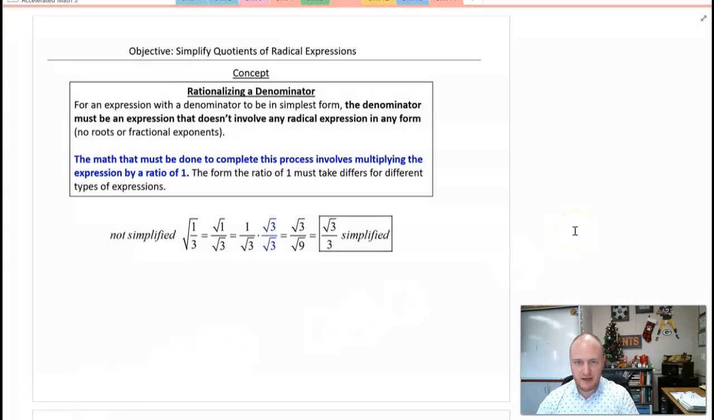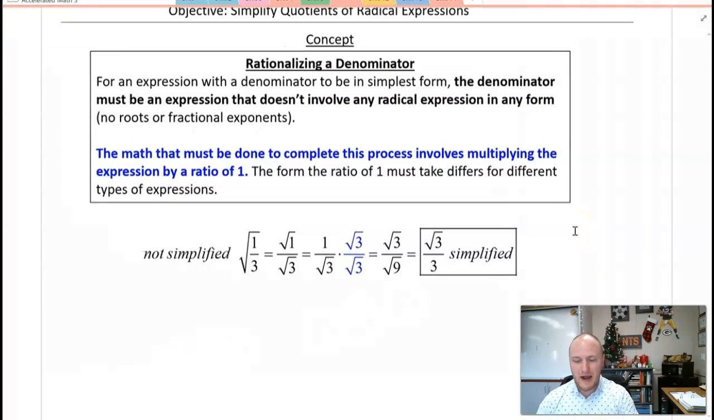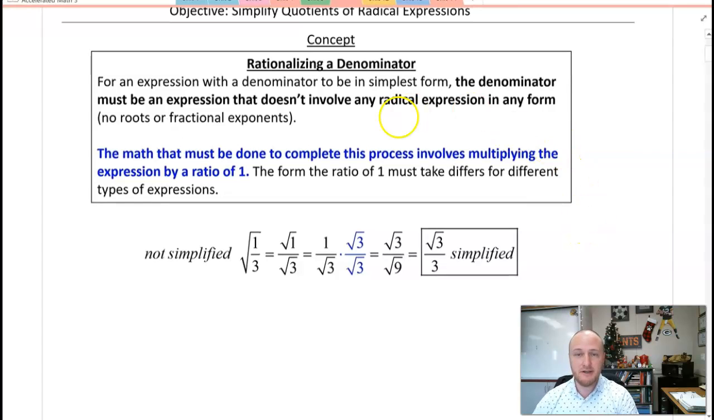So the first topic that I want to talk about is rationalizing a denominator. And you need to say that word with me. Can you say rationalizing? Very good. Rationalizing a denominator. For an expression with the denominator to be in simplest form, the denominator must be an expression that doesn't involve any radical expression in any form. Plain and simple, mathematicians don't like having square roots in the denominator.